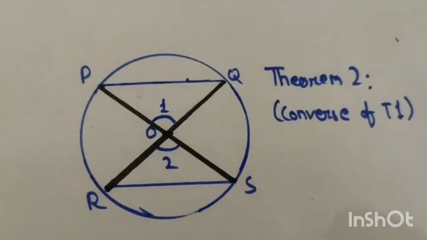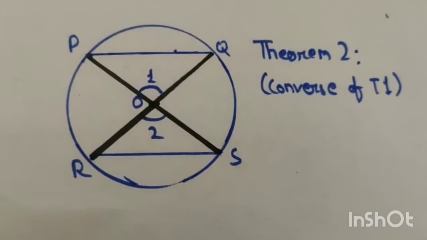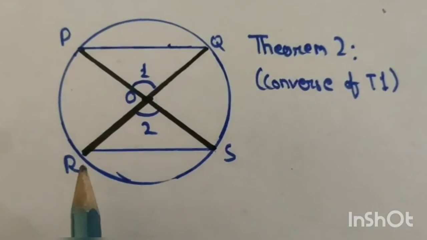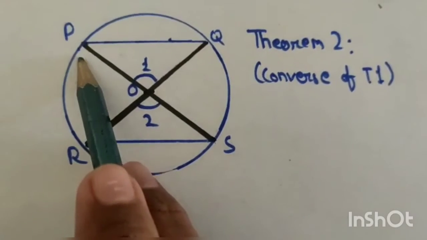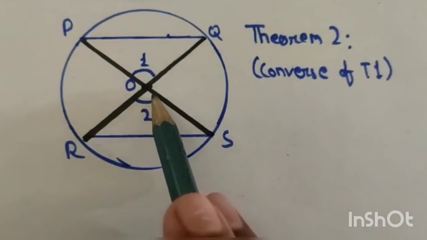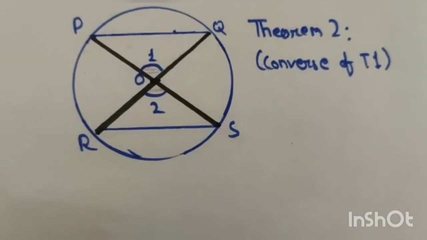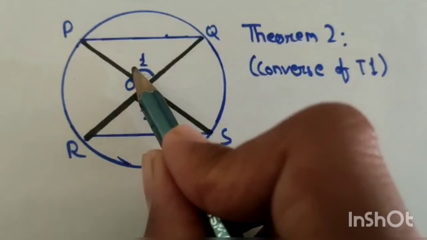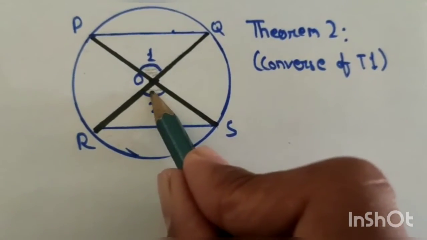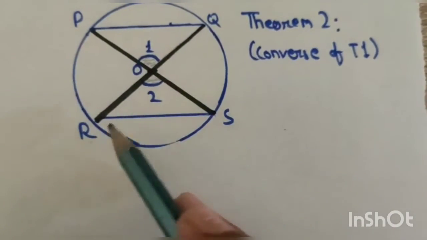So here we have theorem number 2, which is nothing but just the converse of theorem 1. Theorem 1 has suggested that if two chords are equal, for example, chord RS is equal to chord PQ, then the angles subtended by them, angle 1 and angle 2, will be equal. But as a converse, let's take the opposite of it. That is, if angle 1 is equal to angle 2, then will chord PQ be equal to chord RS?